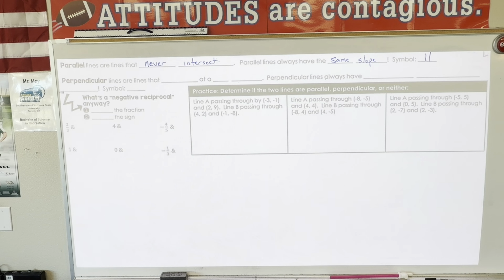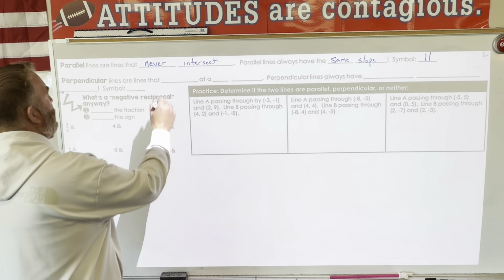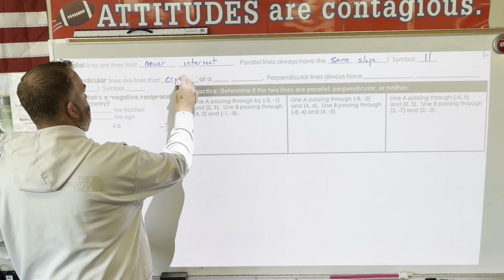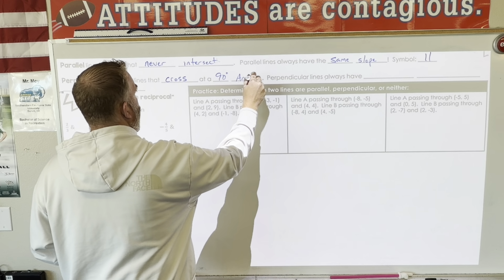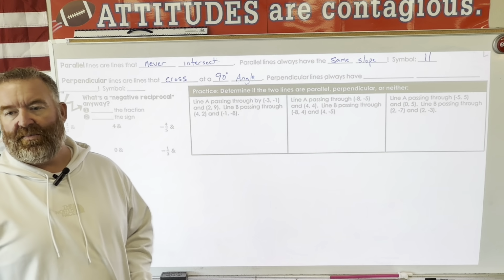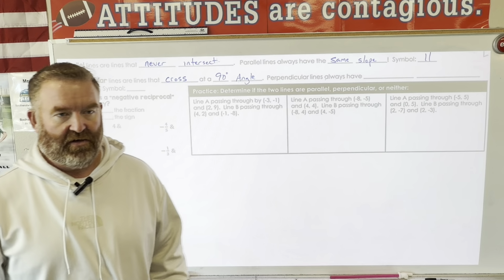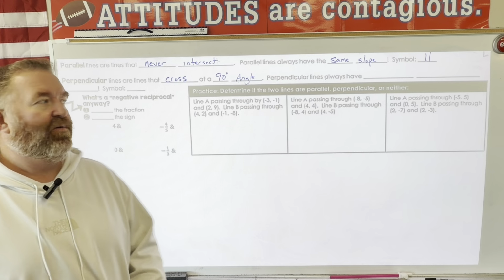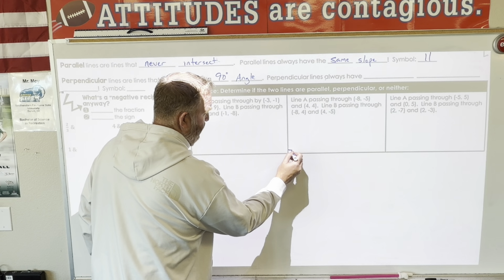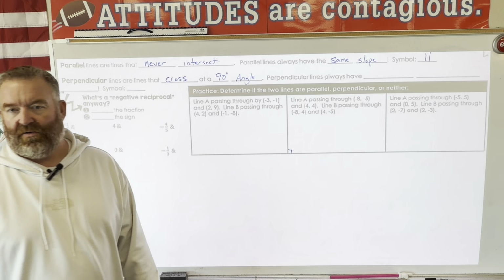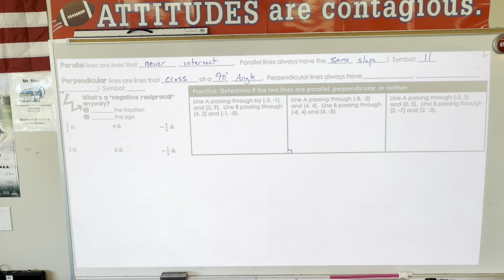Now, we know parallel lines. Perpendicular lines are lines that intersect at a 90-degree angle. In other words, just because they cross doesn't make them perpendicular. They have to cross at a 90-degree angle, just like this right here. These are perpendicular. They cross at a 90-degree angle.